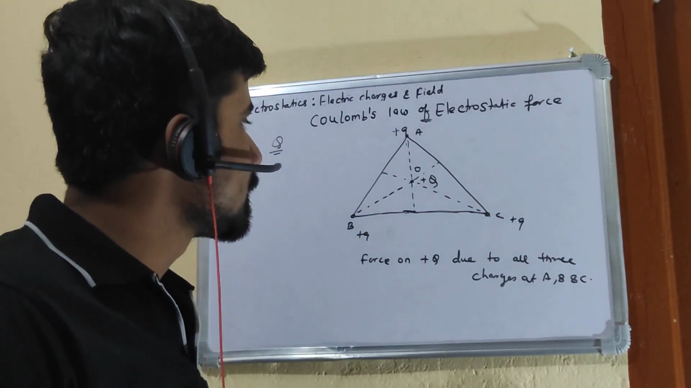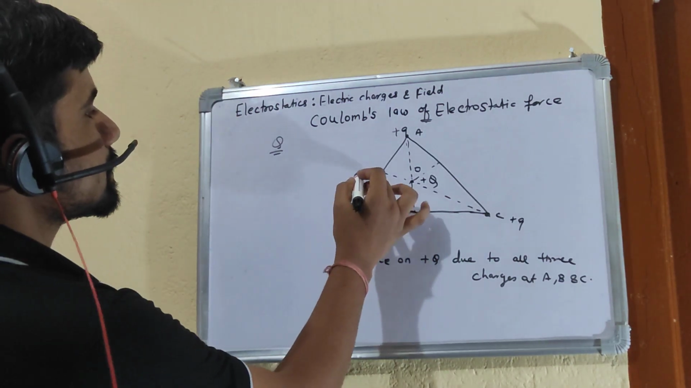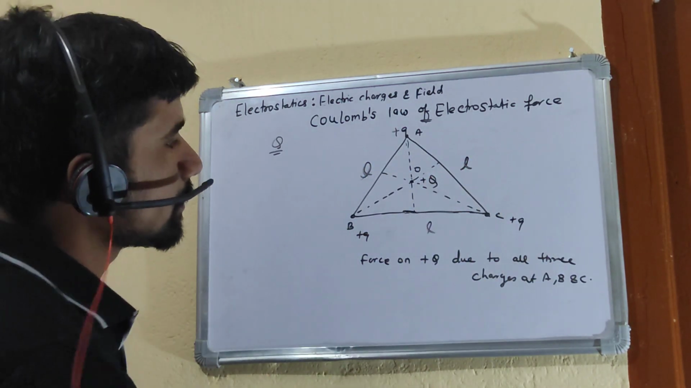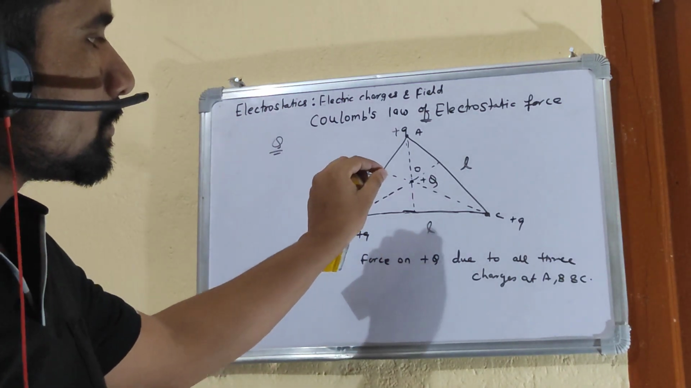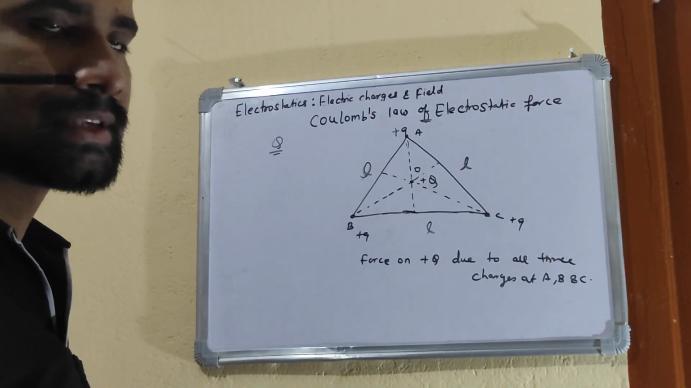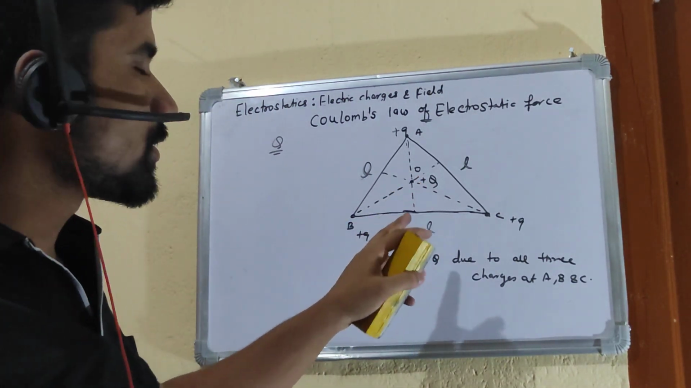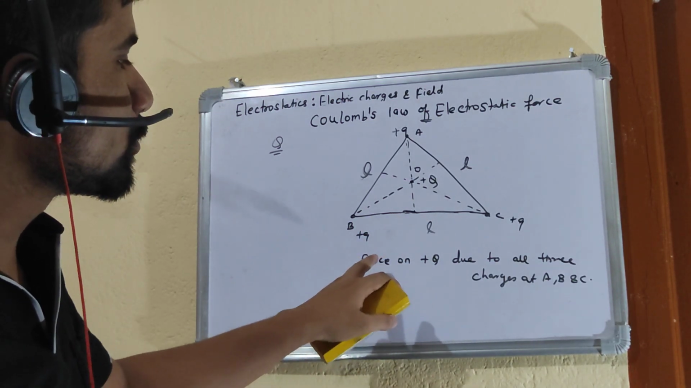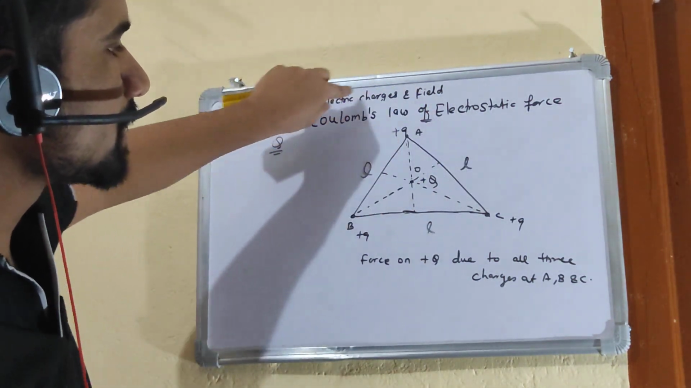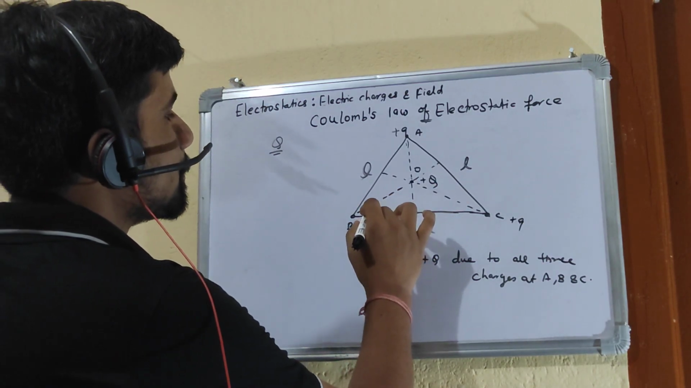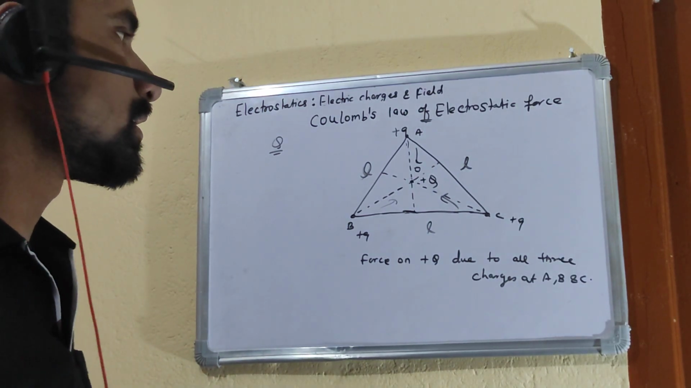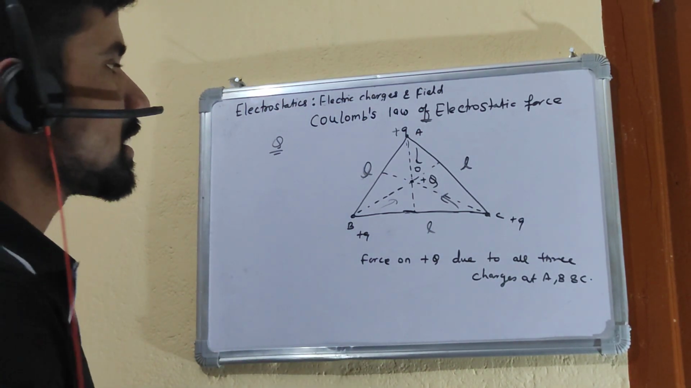First, let's understand the question. There is an equilateral triangle, let's say the sides are of length L, L and L. Now there is a charge placed at the centroid of this triangle. We all know that the centroid is the intersection of all medians. We need to find the force on the centroid charge due to these three charges. This charge is in the vicinity of these three charges, so all three will be exerting a force. So we need to find the net force here, right? Let me redraw this diagram and start with the solution.